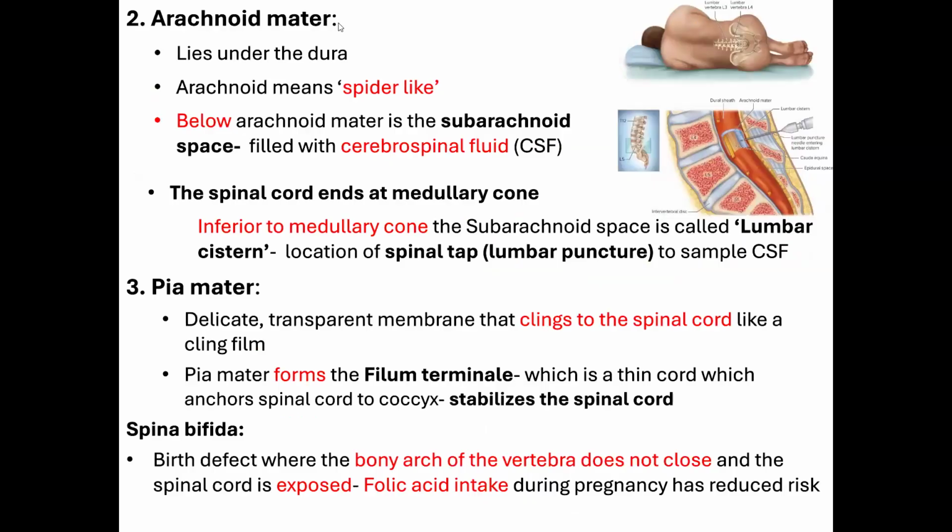Under the dura, you have the arachnoid mater. Arachnoid means spider-like. If you see it, it has a spider-like appearance. And below the arachnoid mater, there's a space. So we talked about the epidural space initially. That's outside the dura. And under the arachnoid, there's a subarachnoid space that contains the cerebrospinal fluid. Cerebrospinal fluid surrounds the spinal cord, and that's what keeps the environment of the spinal cord under control.